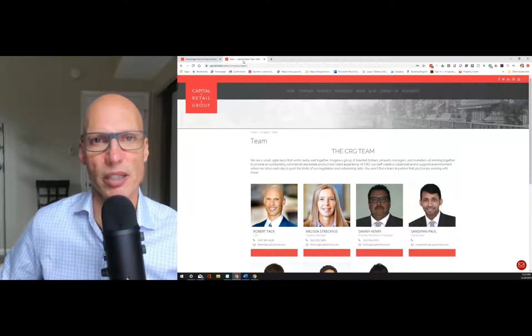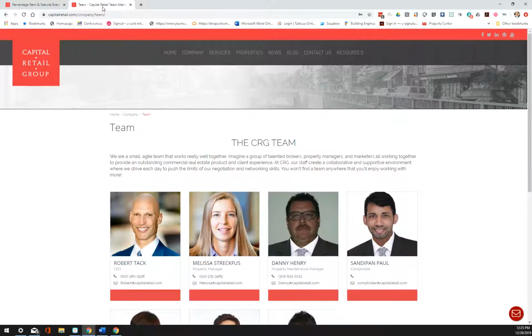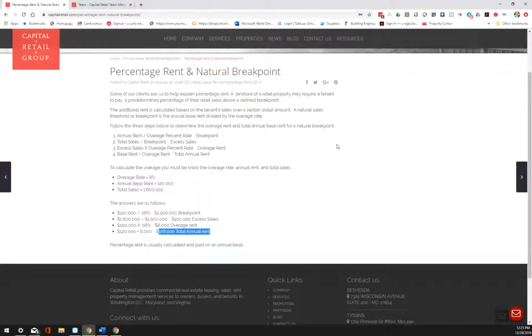So I wanted to go ahead and explain that calculation, how it's done, so that everyone understands how to think about this before they go forward with signing a lease. So let's jump right into the calculation. The first thing to do is to calculate what the natural breakpoint is going to be before you determine whether this is a deal you want to move forward with if you're a tenant.